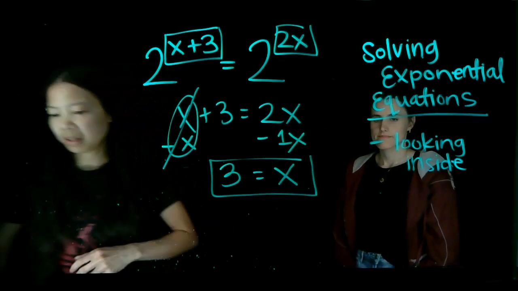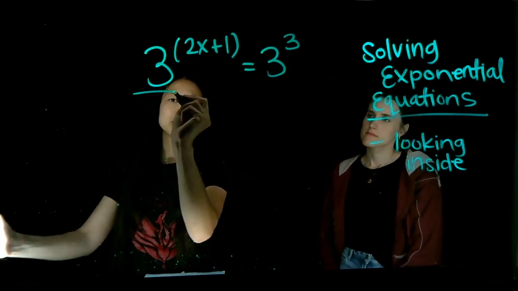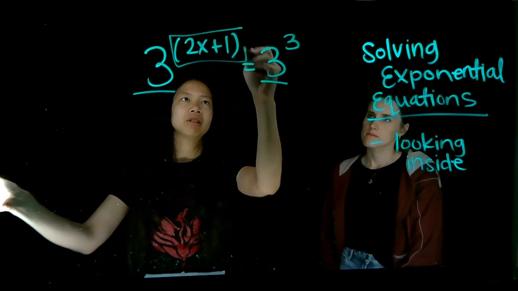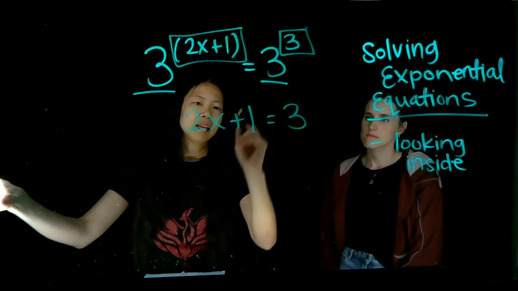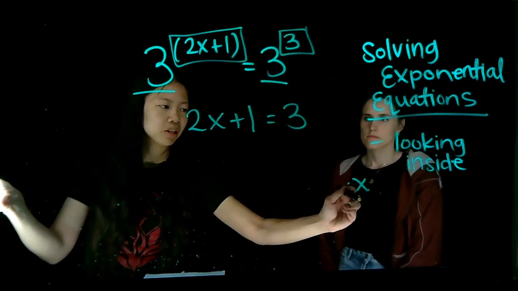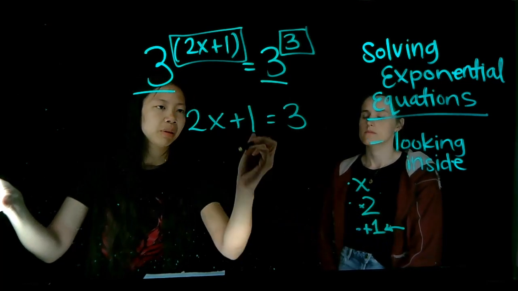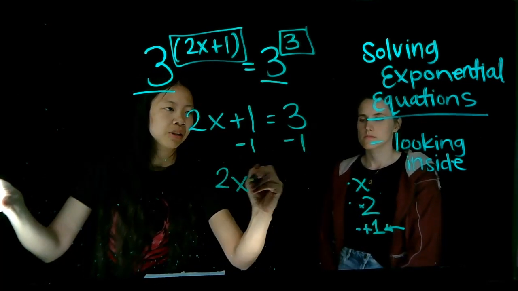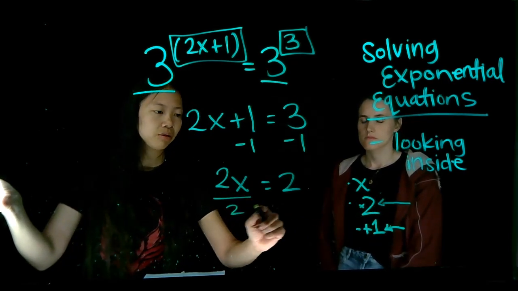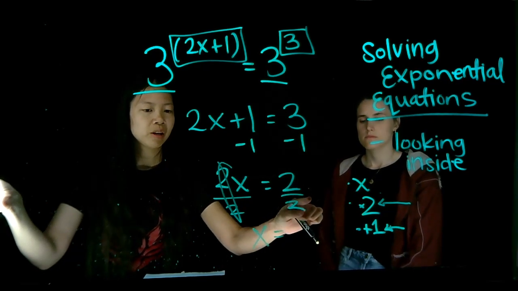All right, let's do one more example. Here we got 3 to the 2x plus 1 equals 3 to the third. Again, the bases are the same, so I can look inside the exponents, knowing that these have to be equal to each other for this equation to be true. And then from here, we just tell the story of x. Looks like x is being multiplied by 2, and then 1 is being added to it. So let's reverse it. I got to undo a plus 1, so I'm going to minus 1. Rewrite it. We got 2x equals 2. Then I got to times 2, so I'm going to undo that by dividing by 2 on both sides. This makes a 1, and 1 times x is just x equals 2 divided by 2 is 1.